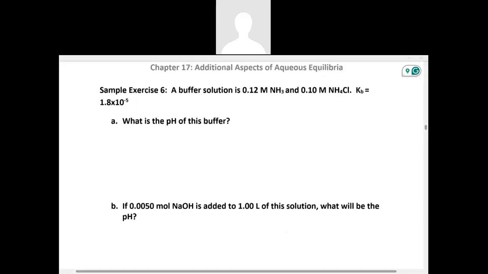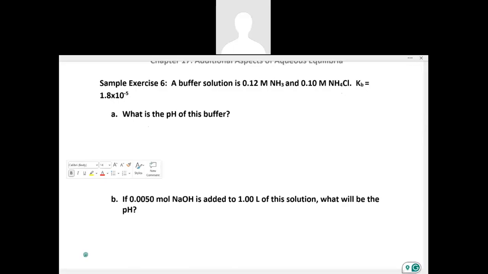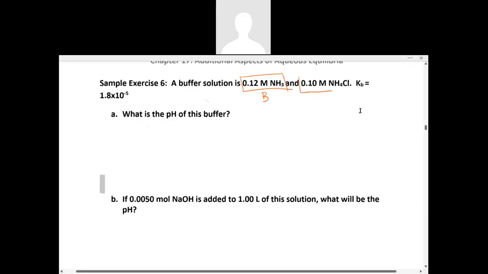Now we're going to take a look at sample exercise 6, and we're given some information here about a buffer solution that is 0.12 molar ammonia. So this is our base that's given, and then we have 0.1 molar ammonium chloride. So this is like our base, but we know that it has an additional proton. So that's how we know for sure that this is going to be our acid.